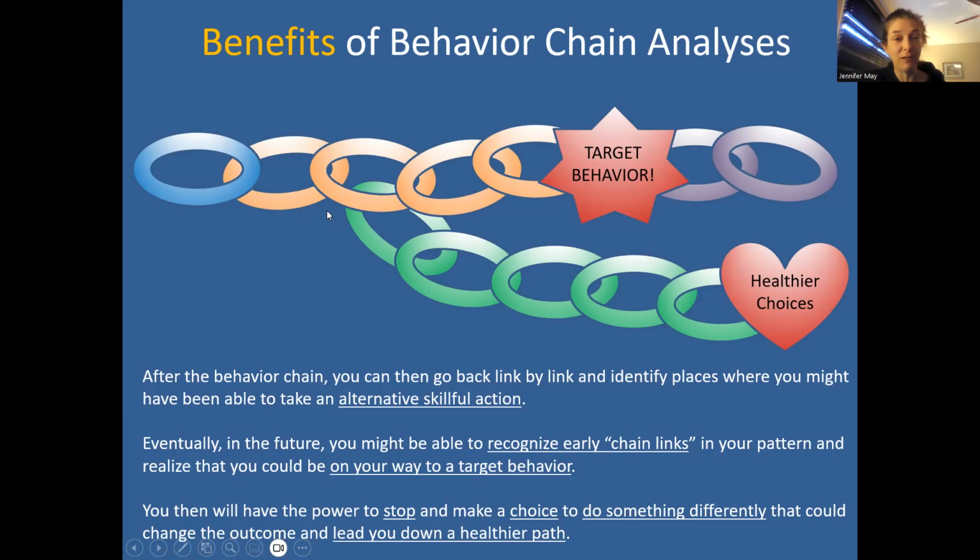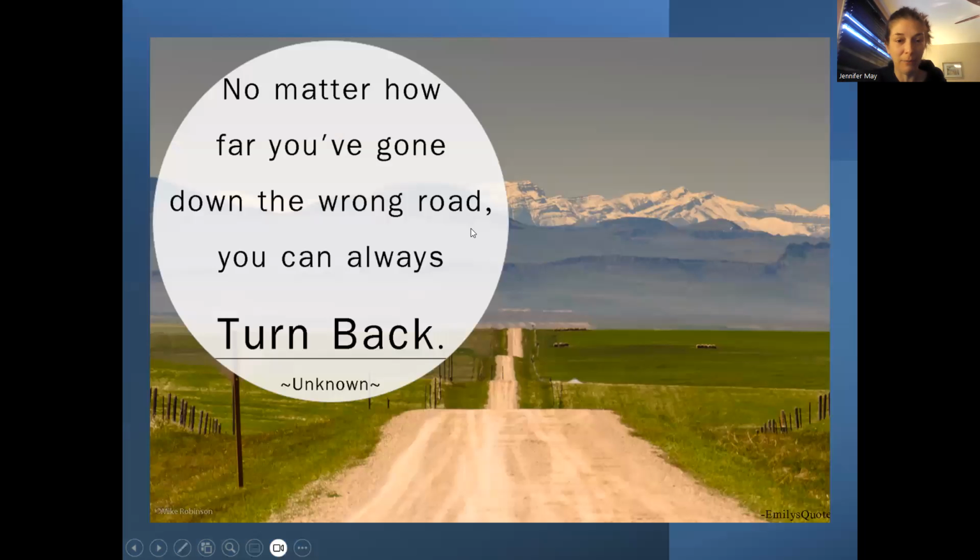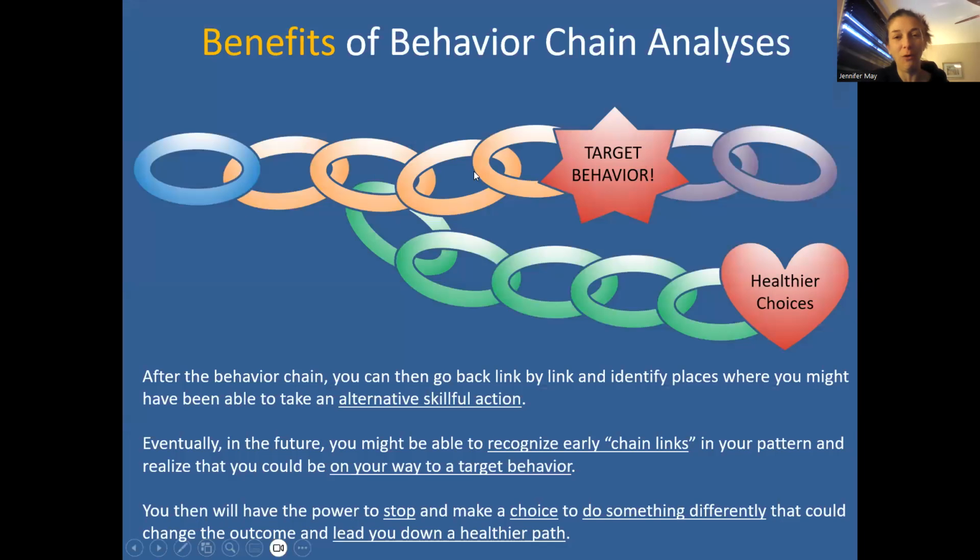And sometimes we're lucky enough to intervene very early in the chain, and it's a little easier, maybe further back, but it's still not even too late to intervene right before the target behavior. And a quote I really like, which I used in one of my DBT groups, because we always start with a quote, is: no matter how far you've gone down the wrong road, forward, you could always turn back. So even if you got all the way to the step before, on the verge of doing it, it's never too late to stop and try something else.